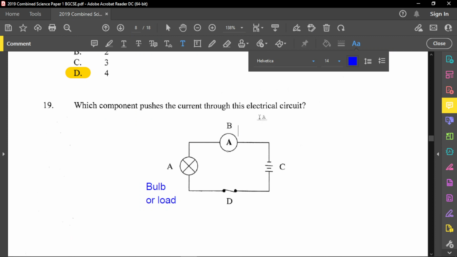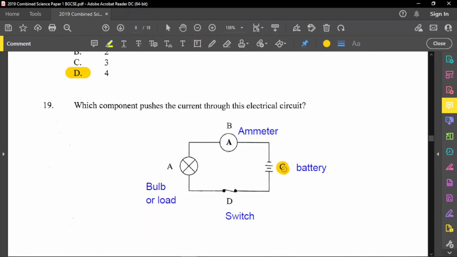B right here, which is symbolized by A, it is actually a meter. So this here is a meter. All right, and then C now, which will be a battery. And the battery is made up of cells. So this is just a battery with 2 cells. And this here is a switch. Okay, that is a switch. And so what pushes the electron through the circuit is actually the battery. So C will be our answer right there.